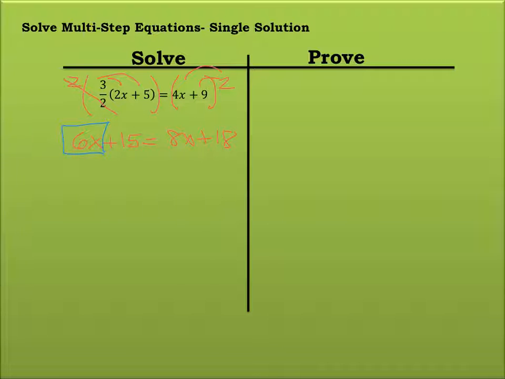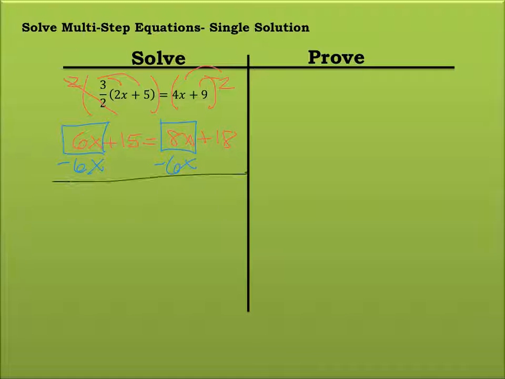Alright, we've got 6x and 8x. Okay, so we want to get these together. Now, how are we going to do that? We're going to use inverse operations. In this case, the 6x is effectively being added to 15, and the 8x is being added to the 18. How do we undo add? We undo add with subtraction. We could subtract 8x from both sides, or we could subtract 6x from both sides. It really doesn't matter. You just have to be careful with your signs. I think I'm going to choose to subtract the 6x from both sides.